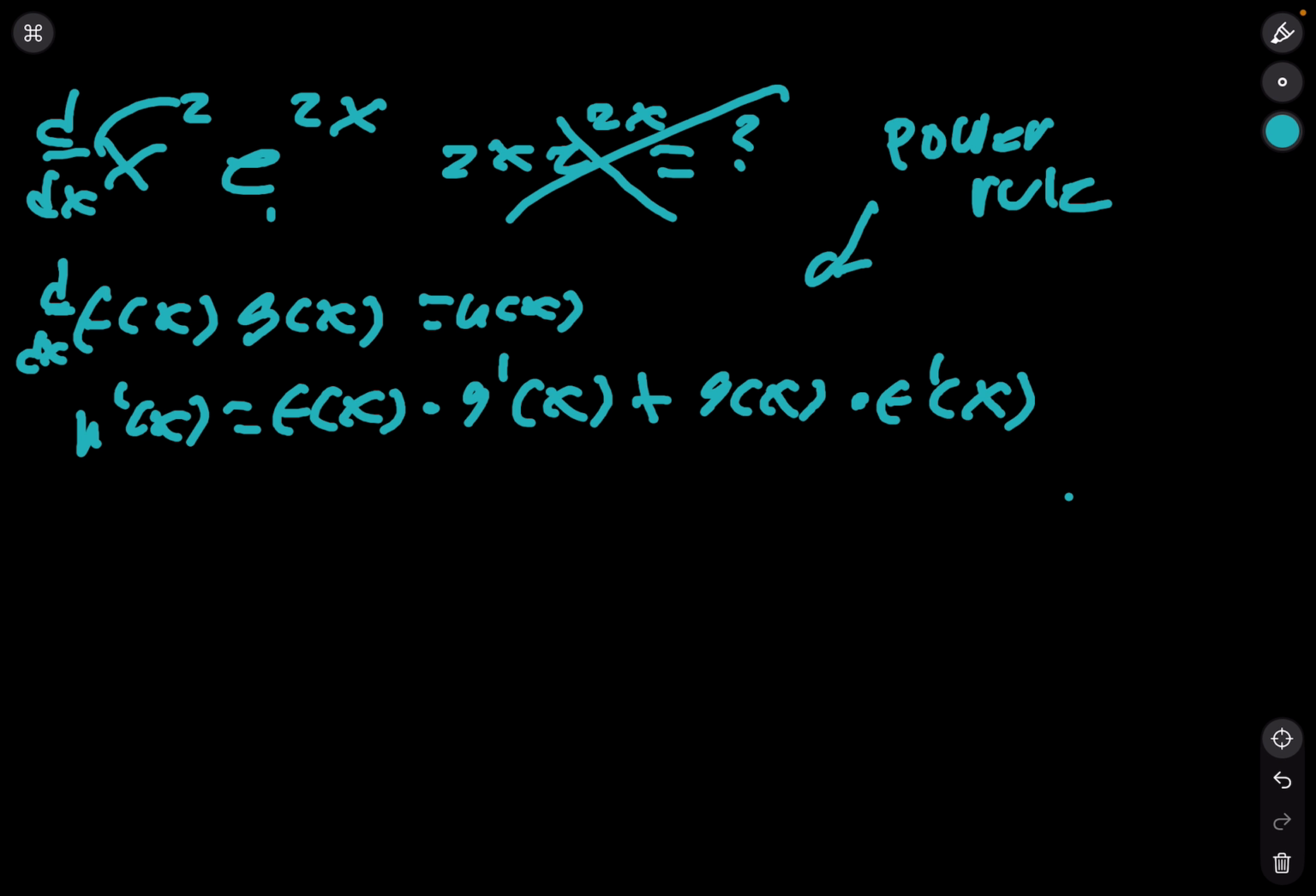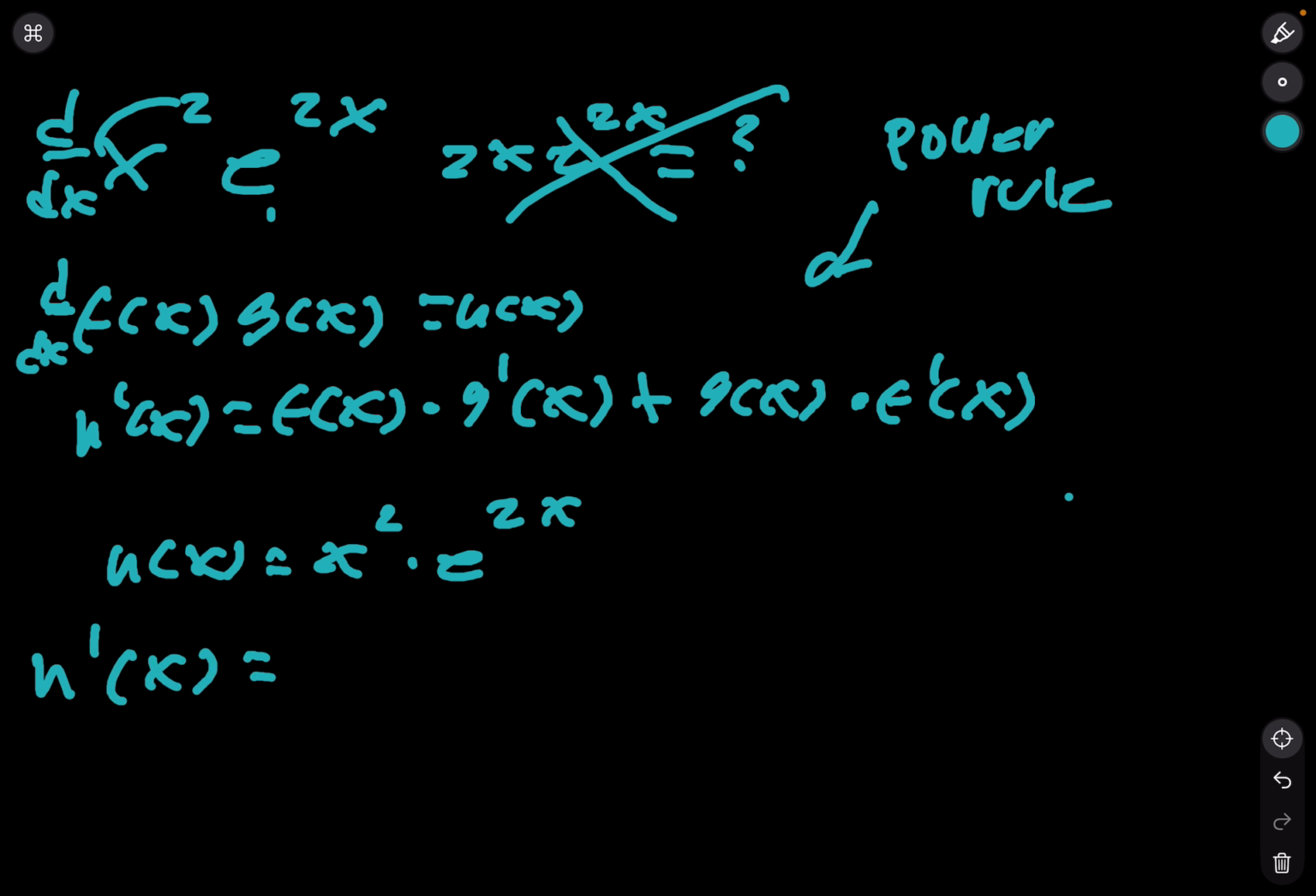So let's take that same function, x squared times e to the 2x. If we were to take the derivative of this, remember, keep the first function the same. So it'll be x squared times g prime of x. And if you know the derivative of e to the u is just equal to u prime e to the u.